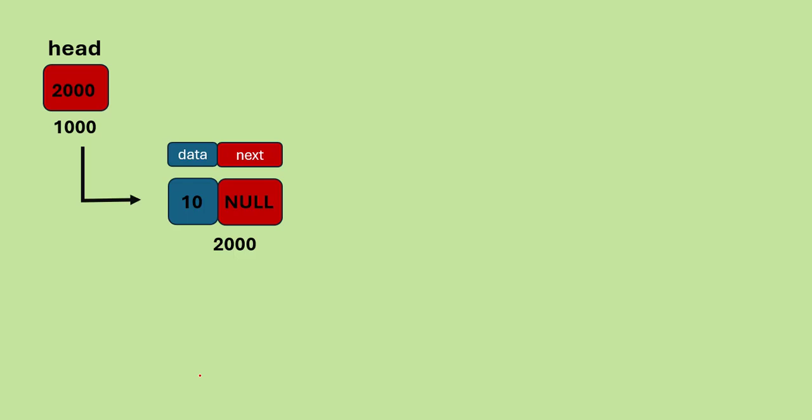Hello everyone. In this video, let's discuss how to insert an element at a given position. First, we have to check the position. If the position is equal to 1, we have to write separate logic. If it is any other position, we have to write separate logic. So first, I have to check the condition: if the position is equal to 1.